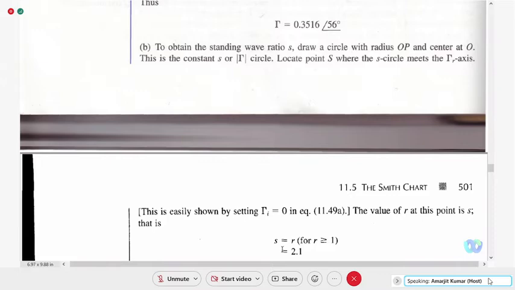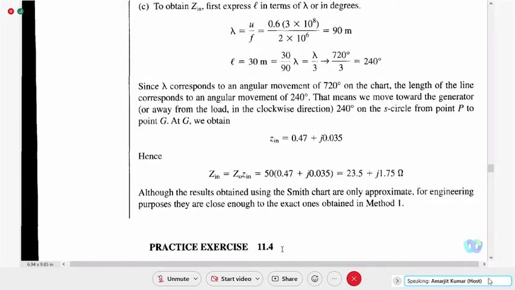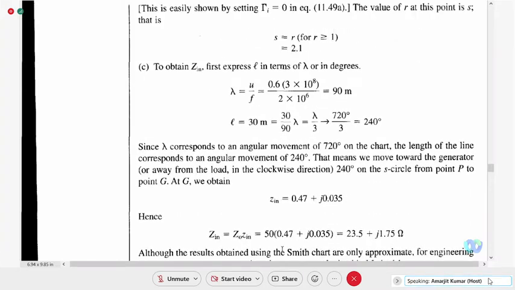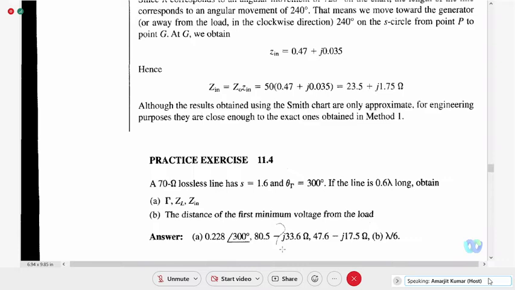Okay, which will serve the practical purpose for finding impedance or any reflection coefficient, standing wave ratio, input impedance, whatever. So the first question we solved using the Smith chart technique and the direct formula. Now the second question is in front of you. Solve this question. You have to calculate reflection coefficient, load impedance also, and input impedance.